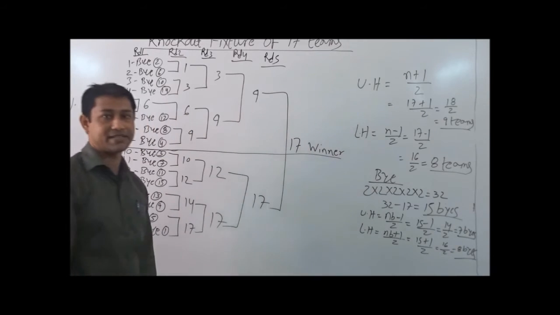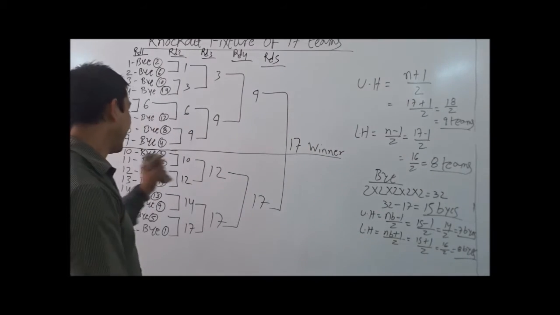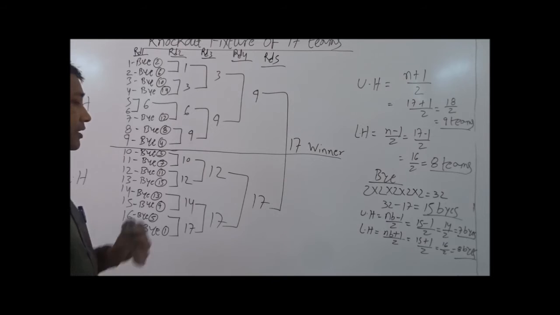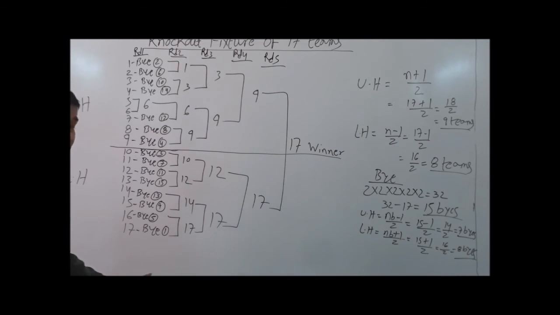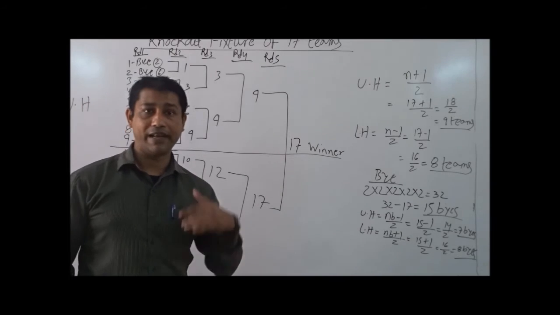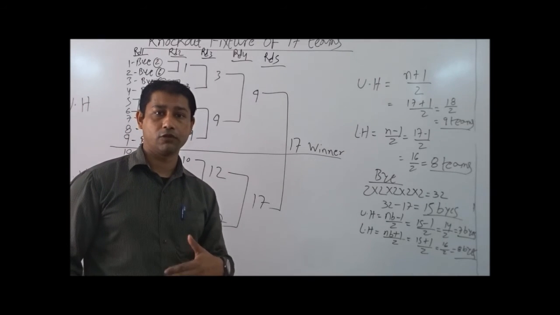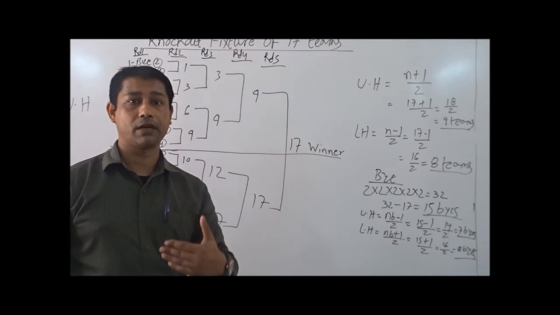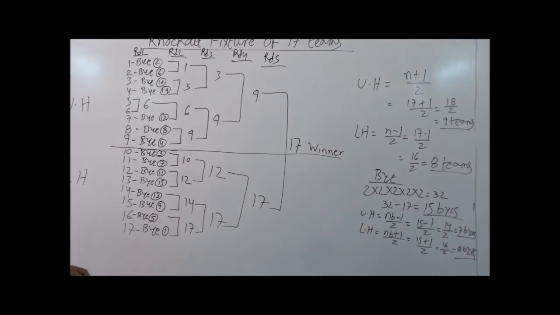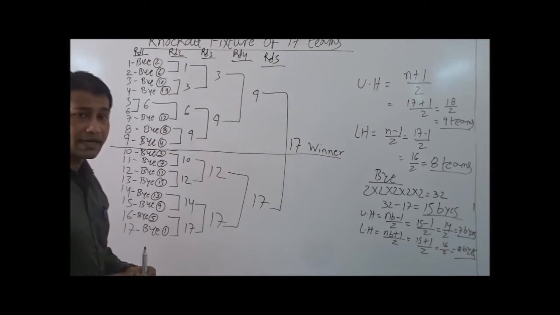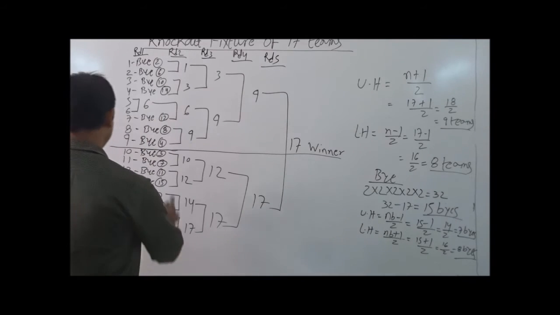So this completes our fixture of 17 teams. The reason I have opted for this fixture is that the number of byes is more. Whenever you perform, you will give more number of byes, your confidence will grow. Next, let us do a sum of 21 teams.